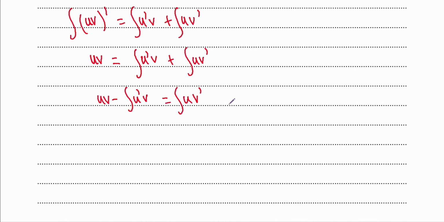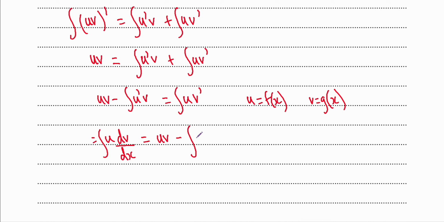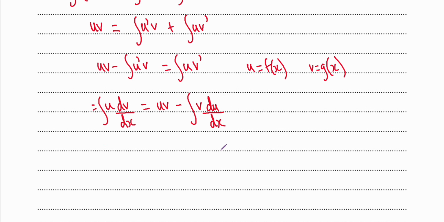So this is the final formula. But remember, u is a function in terms of x. So u is equal to something in terms of x, and v is also equal to something in terms of x. They're functions, right? So another way to write this is the integral of u times v prime, where v prime is just dv by dx, the derivative of v with respect to x, and that is equal to uv minus the integral of v times u prime, where u prime is the derivative of u with respect to x, so you write that as du by dx.